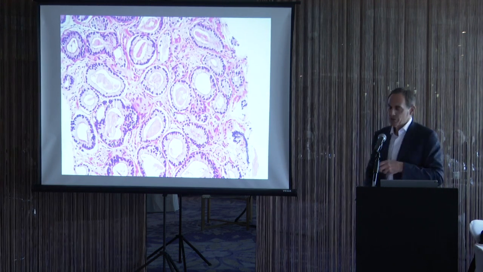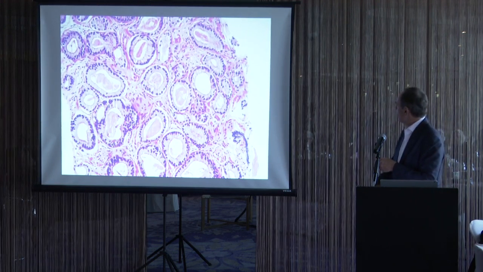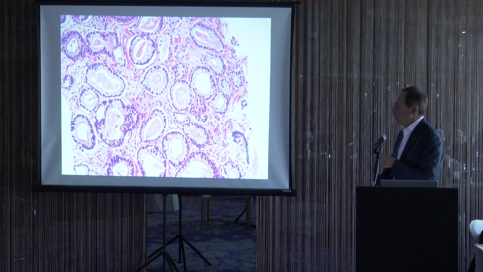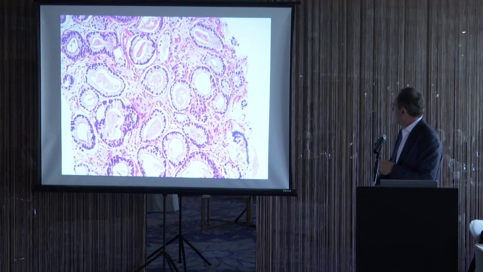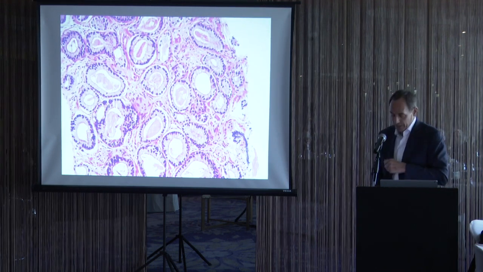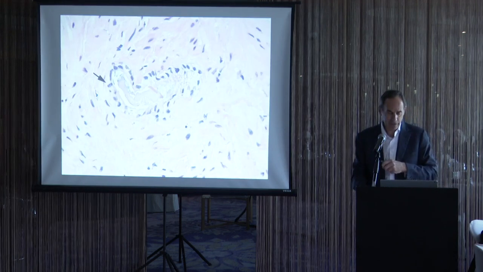Another type of secretion that favors cancer are these dense intraluminal pink secretions. They differ from corpora amylacea. Corpora amylacea look like concentric rings of a tree. These are amorphous dense secretions, which again favor the diagnosis of cancer.